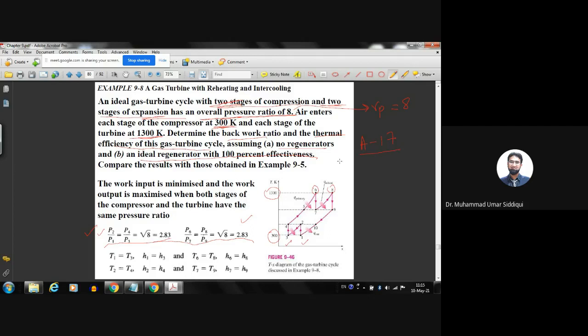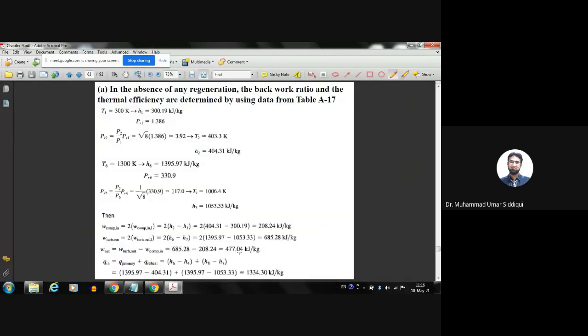And we know for table A17, everything depends upon temperature. So if the temperature is the same, the enthalpy would be the same. If we're saying that T1 and T3 are the same, then H1 and H3 will be the same. If T2 and T4 are the same, then H2 and H4 will be the same. If T6 and T8 are the same, then H6 and H8 are the same. Similarly, if T7 and T9 are the same, then H7 and H9 are the same. So first of all, determining this thing. Now let's move over to the solution.